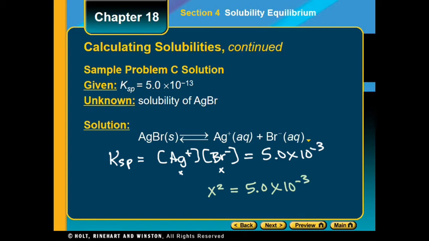If I want to solve for this, I could take the square root of both sides, solve for x, and you get, that's actually a negative 13, not a negative 3. So negative 13 is the exponent, and you take the square root of it. 7.1 times 10 to the negative 7, and that would be in moles per liter. So that would be the concentration of each of your ions there.